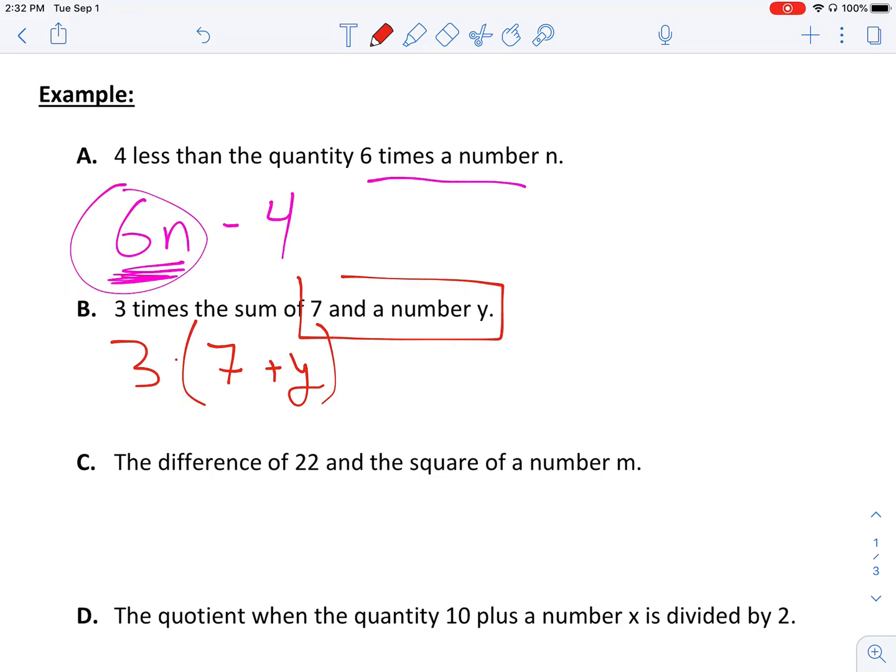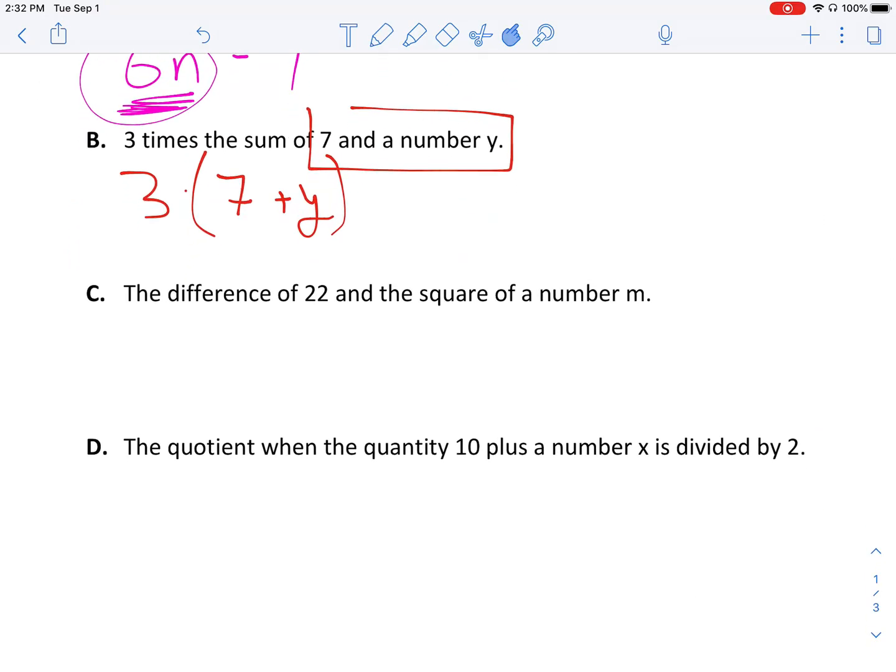Okay. C, I think, is the toughest of the 4. It says the difference of 22 and the square of a number m. So this can kind of be misleading. I want to take 22 and subtract from it, because difference means subtract, whatever m is squared. The difference of 22 and a number m squared tells me 22 is first, and I'm subtracting whatever m squared is from 22.